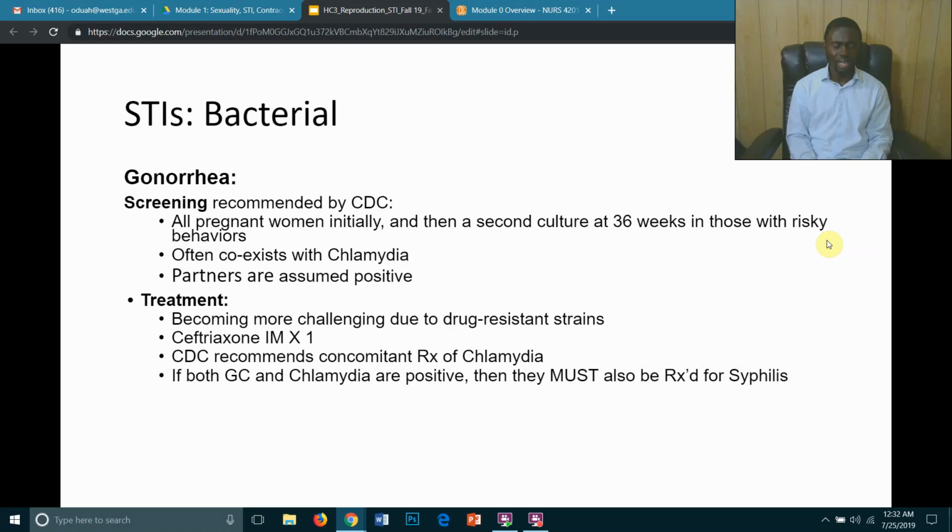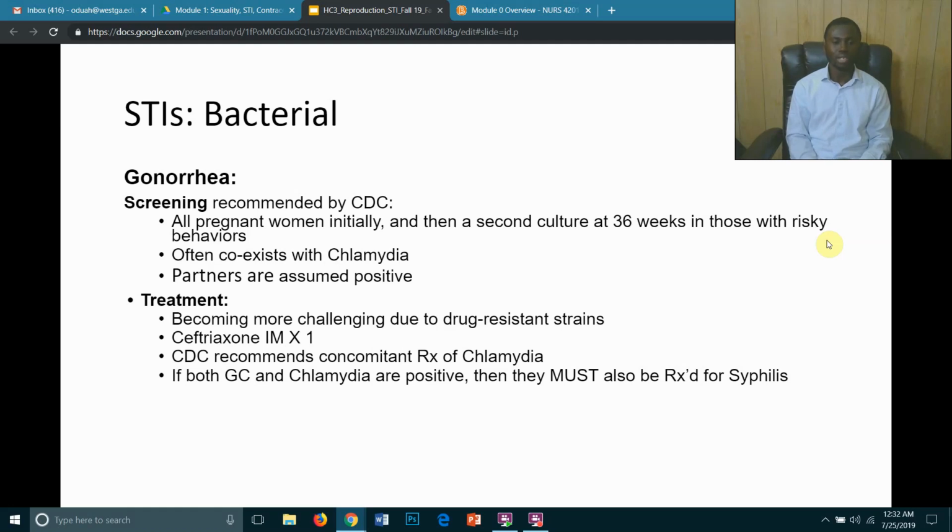Gonorrhea is highly communicable and can be transmitted easily from one person to another person. So sexual partners who have been exposed in the past 30 days should be examined, and specimens should be obtained, cultured, and then they should receive treatment for gonorrhea.